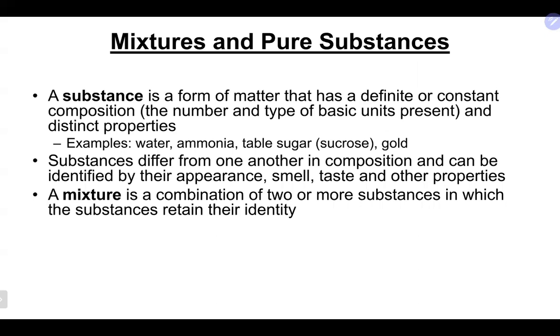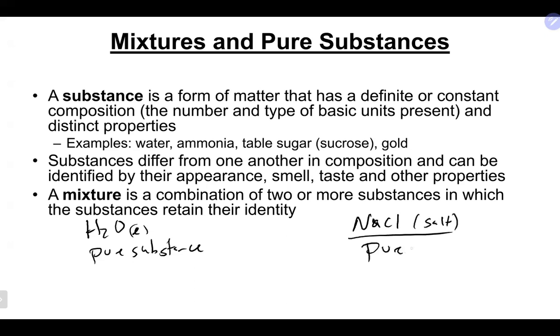So the next thing we're going to talk about is mixtures and pure substances. A pure substance is a form of matter that is composed of just one thing. So a pure substance, for example, could just be water. That would be a pure substance. We could also have sodium chloride, or salt, which would also be a pure substance.